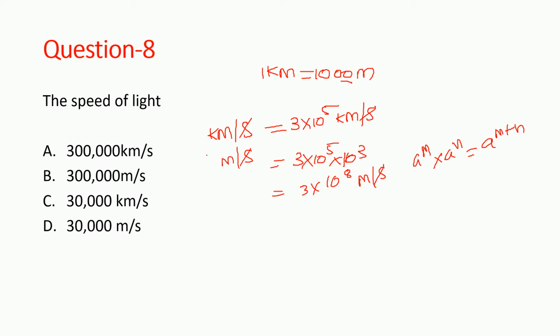So here he is asking the speed of light in kilometers per second, so we need to see the options. 3 into 10 to the power of 5 kilometers per second is right; the option in meters per second is wrong, and 3 into 10 to the power of 4, 30,000, is also a wrong answer. So it is 3 into 10 to the power of 5 kilometers per second. The first option is the right answer.